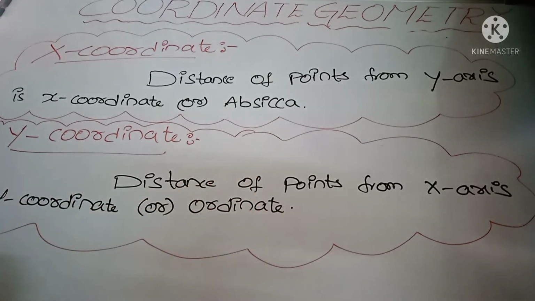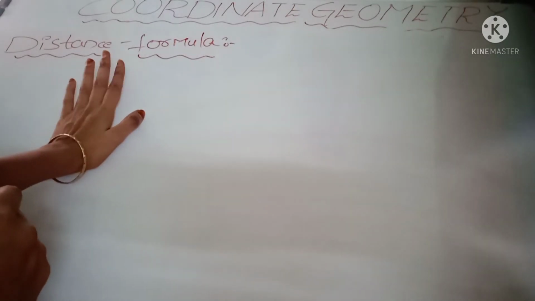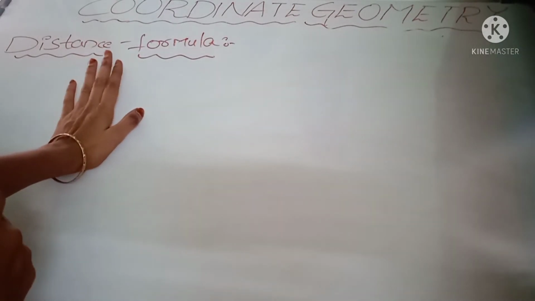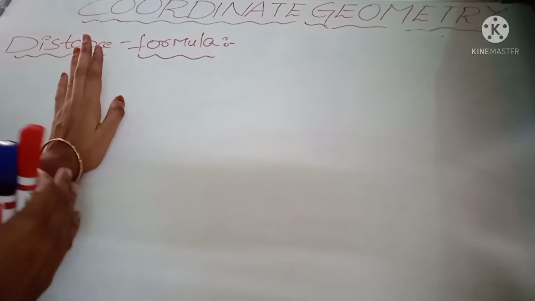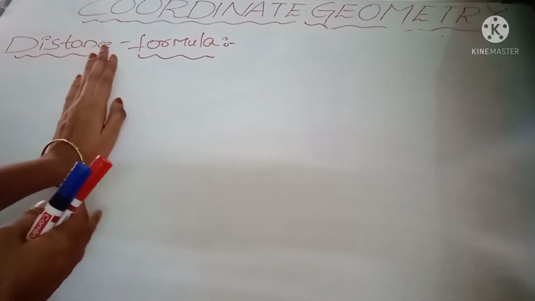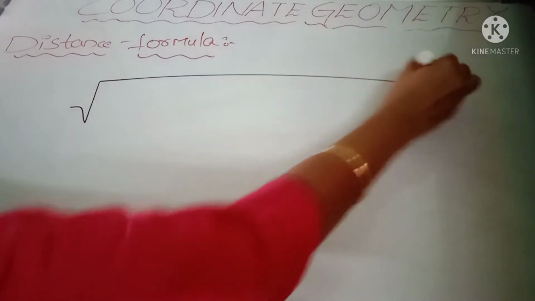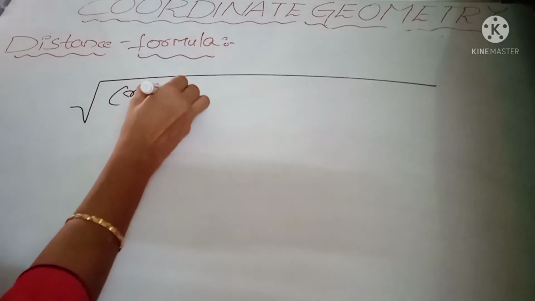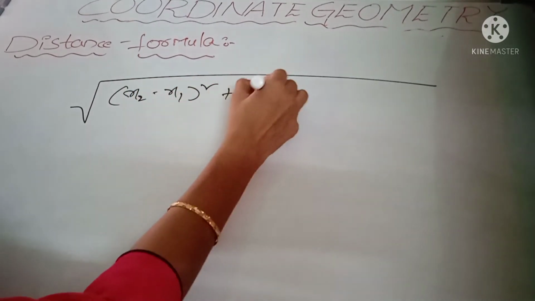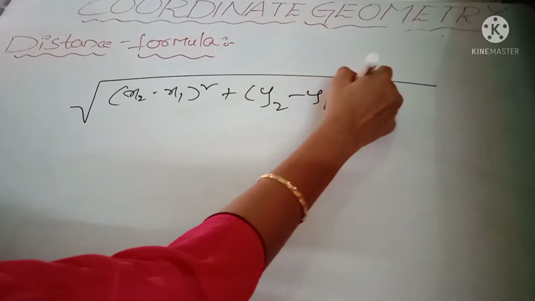Okay. Next one is distance formula. Here we will learn about the distance formula and how we have to find the distance between the 2 points, with the help of this distance formula. So what is the distance formula here? Square root of x2 minus x1 whole square plus y2 minus y1 whole square.